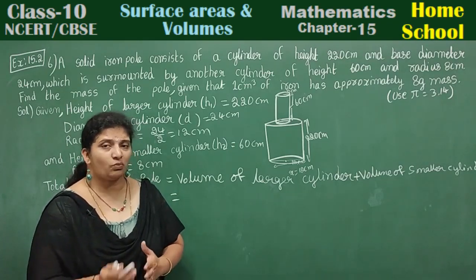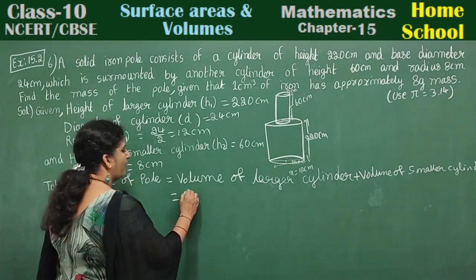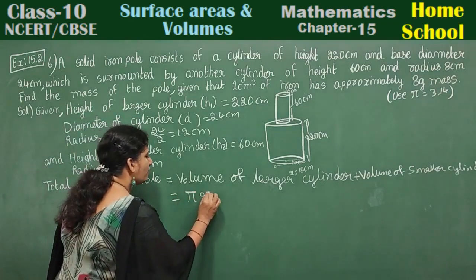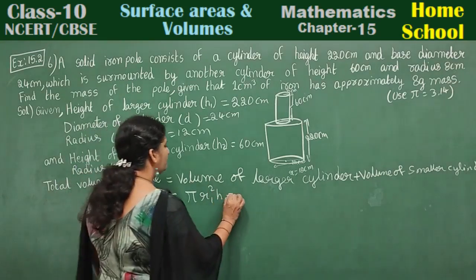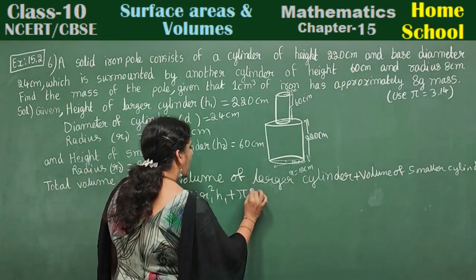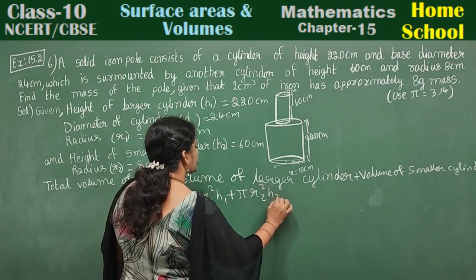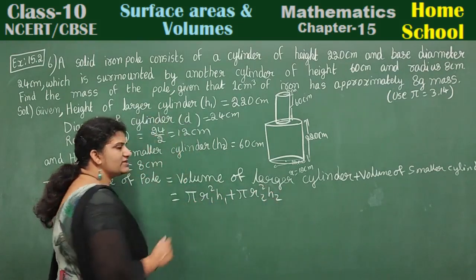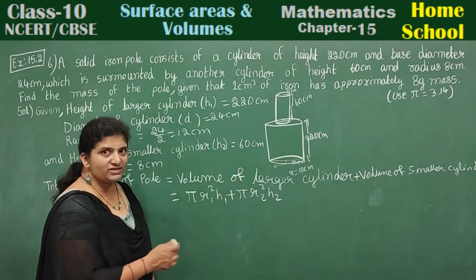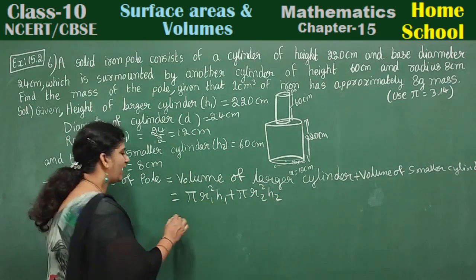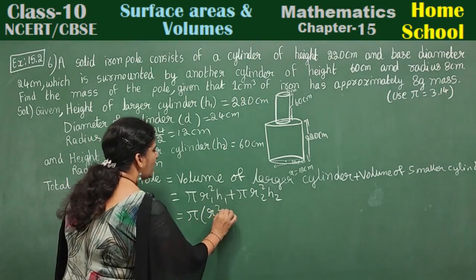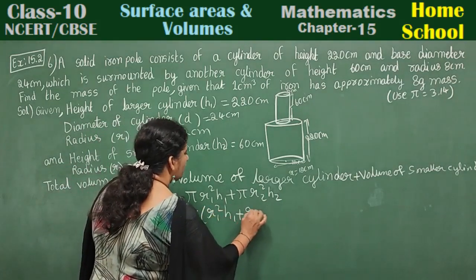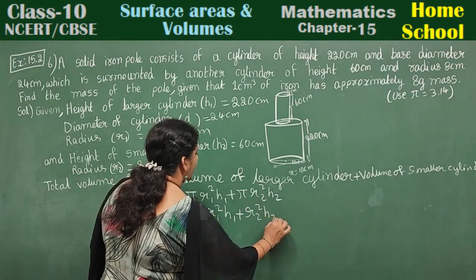Pi r square h. Pi r1 square h1, and the next one, pi r2 square h2. In these two, is there anything common? Pi is common. Let us take out pi common. Pi times (r1 square h1 plus r2 square h2).